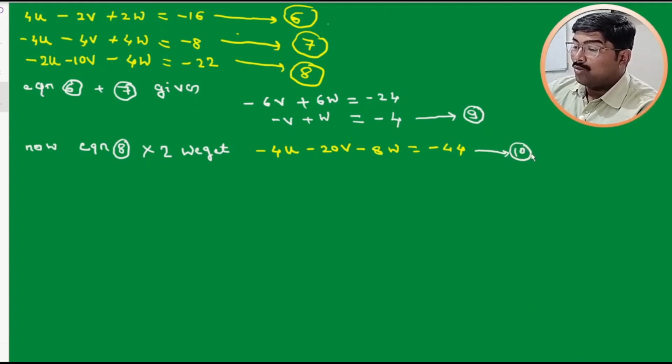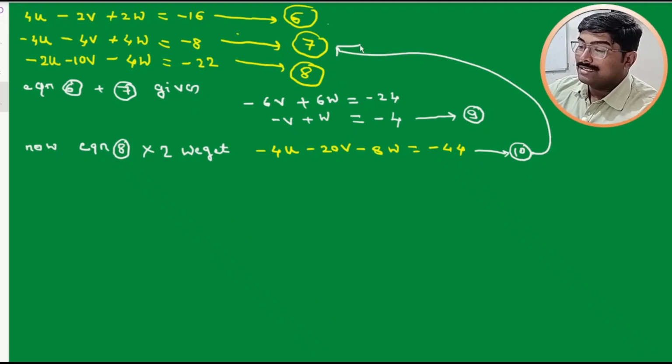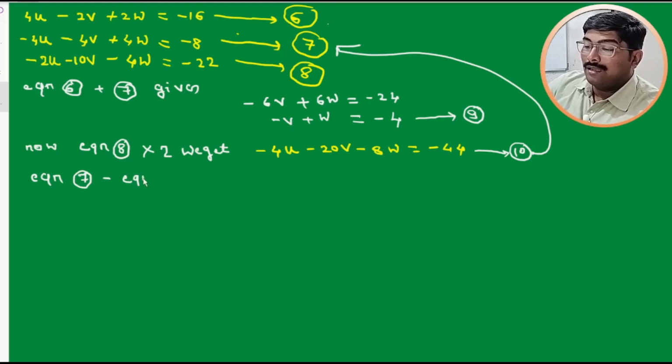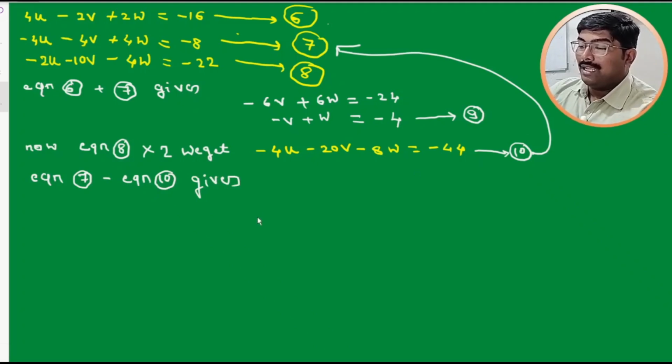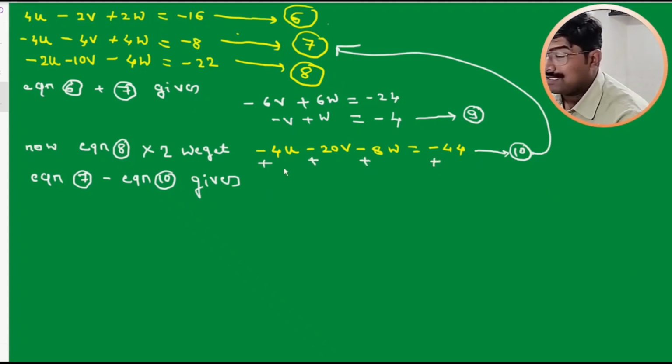And now we have to subtract equation 10 from equation 7. So I will write here equation 7 minus equation 10 gives. After subtracting equation 10, the signs change for equation number 10. Here you will get plus, here also plus, and here also plus. After subtracting, the sign changes.